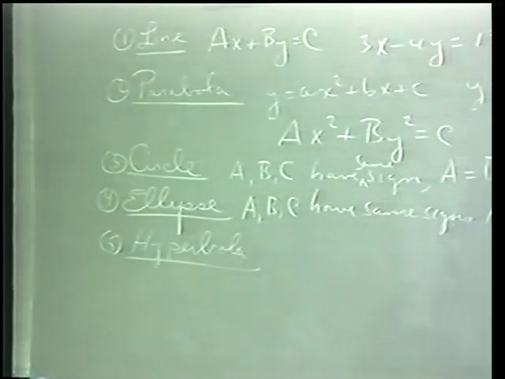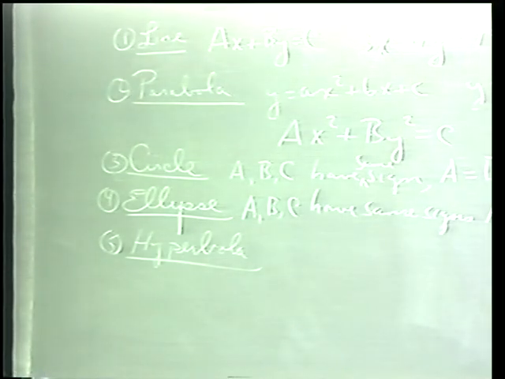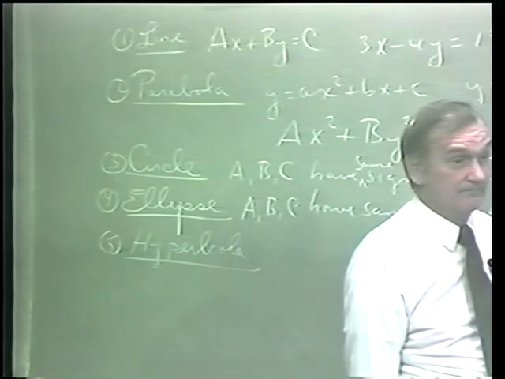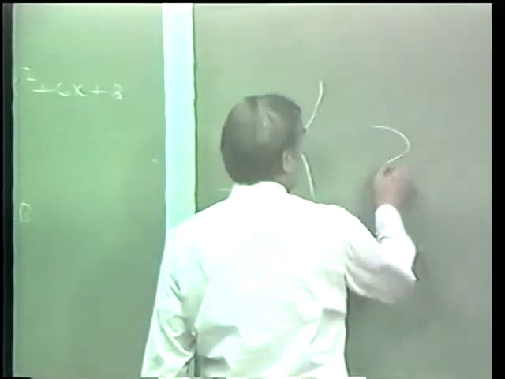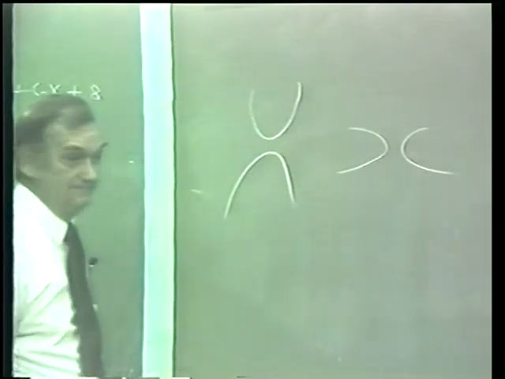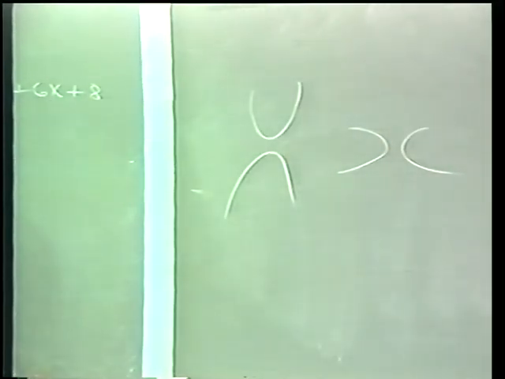Hyperbola. Now, I'm sure that most of you do not know what a hyperbola is. Well, all it is is 2 parabolas facing each other. That's all it is. And they can be vertical parabolas, that type, or they could be horizontal parabolas of this type.